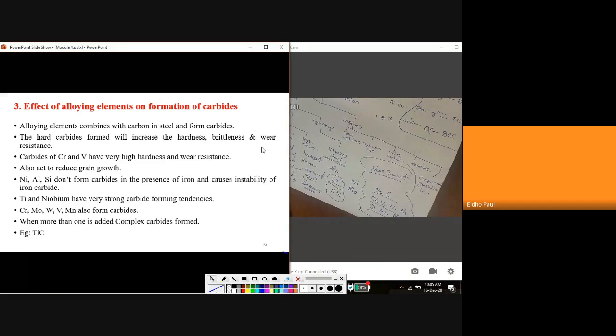The carbides of chromium and vanadium have very high hardness and wear resistance.